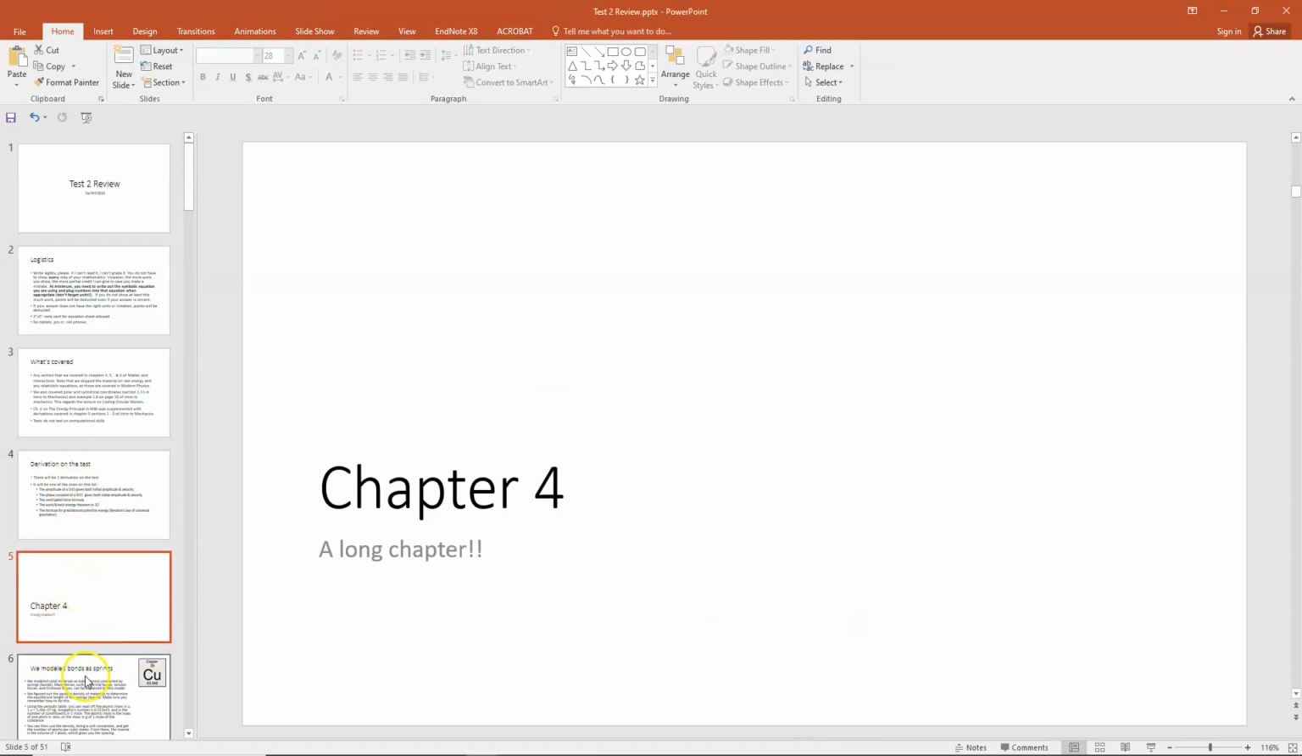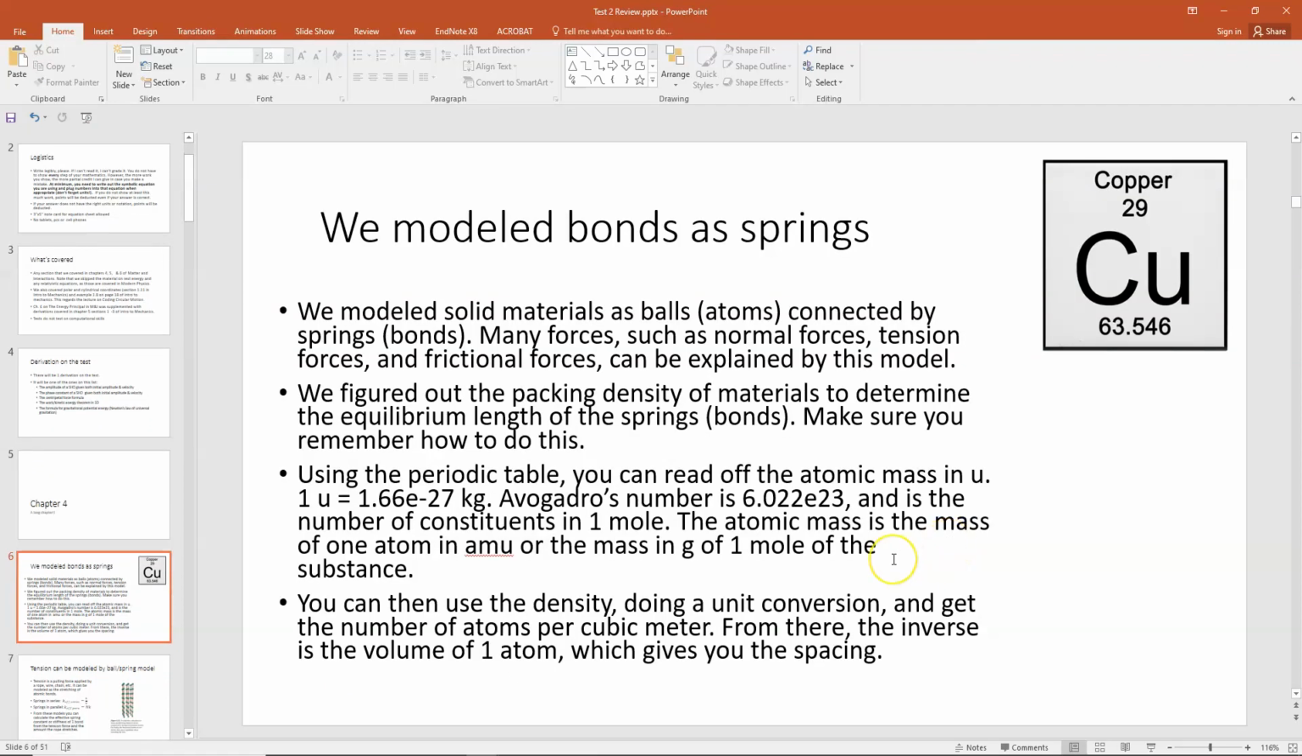Chapter 4, this was kind of a long chapter. In this chapter, one of the focuses was to model bonds as springs and the atoms that are connected by those bonds as little balls. And you can then use that model to figure out the origin of certain forces like normal forces, tension, friction, and so on and so forth. And we did that in this chapter.